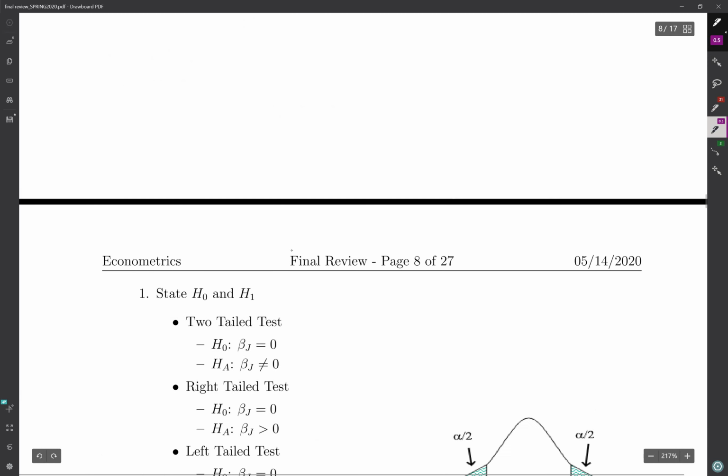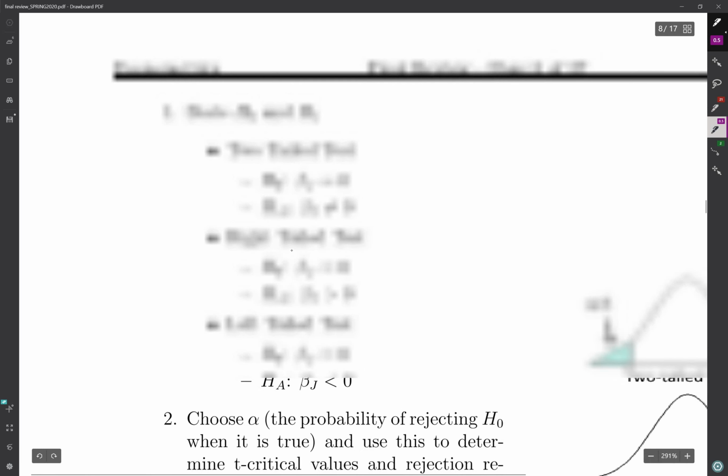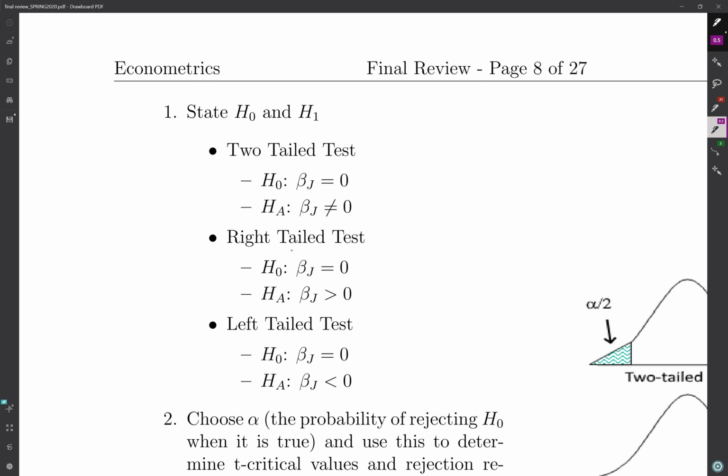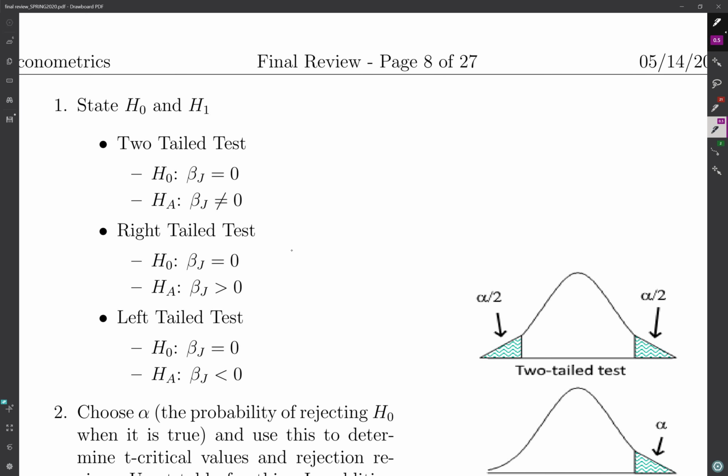Right. So let's go through the 4 main steps of hypothesis testing. The first step is we need to state our null and our alternative hypothesis. I say H1 here, and that is correct, but you could also have it as HA, which is what I have it down here as. So H1, HA just means the alternative hypothesis. H0 just means the null hypothesis. So we need to first choose what sort of test we're going to do. Are we going to do a two-tailed test, a right-tailed test, or a left-tailed test?